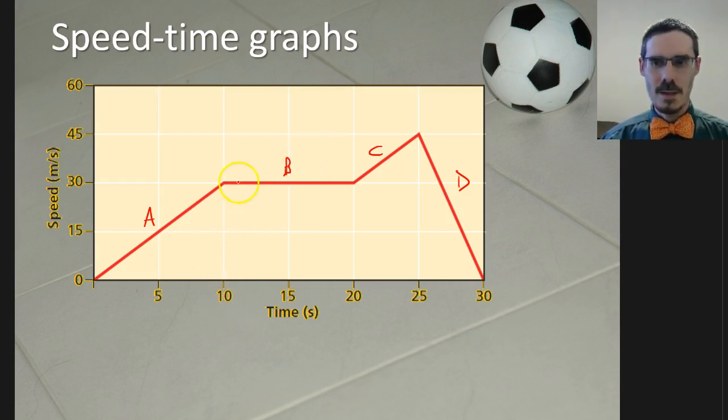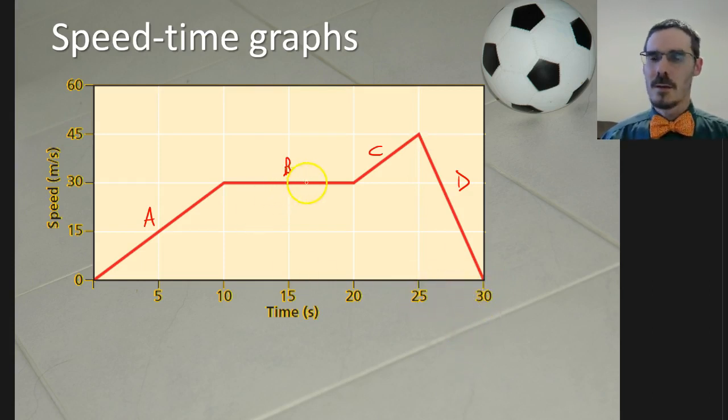At section B, the line is flat, but it was moving that whole set of 10 seconds, from 10 to 20, it was moving at 30 metres per second. And section C, the speed increased from 30 metres a second to 45 metres a second over that 5 seconds. At section D, it didn't go back to where it started. It slowed down from 45 metres a second all the way to not moving at all, and it took 5 seconds to do so.